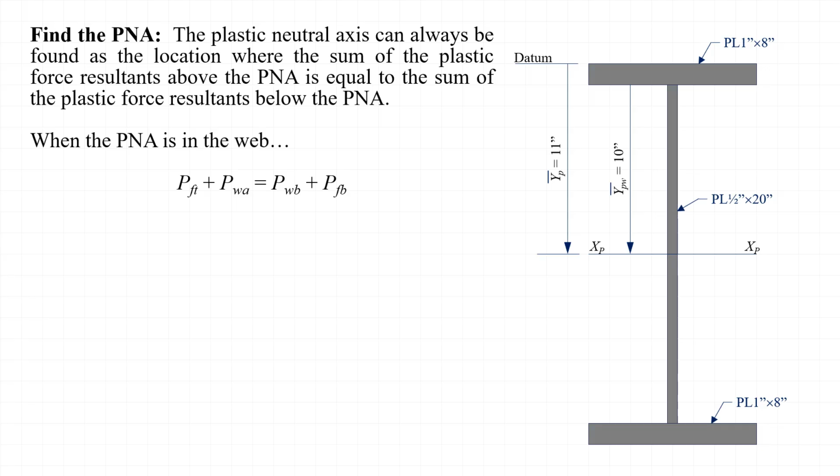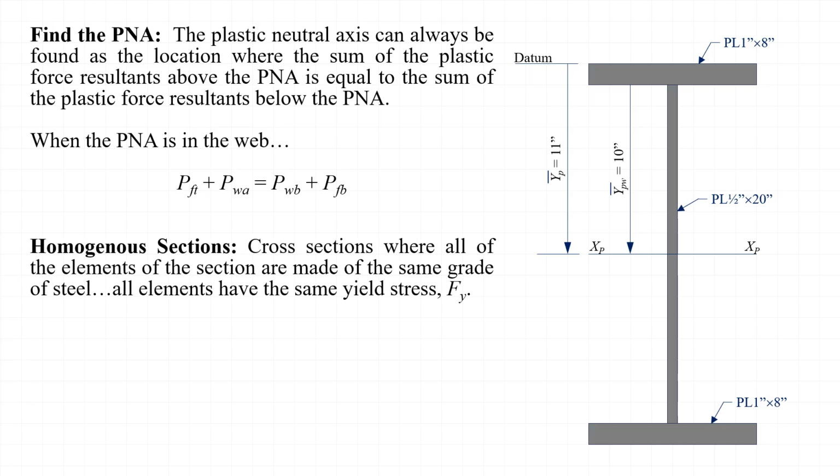For homogeneous sections, we have the option of finding the plastic neutral axis and determining the plastic section modulus by working directly with the areas of the elements in the cross-section instead of working with the plastic force resultants of the elements of the cross-section. Before we get into the details, we should formally define what a homogeneous section is. A homogeneous section is a section where all of the elements are made of the same grade of steel. Specifically, all the elements have the same yield stress F_y.